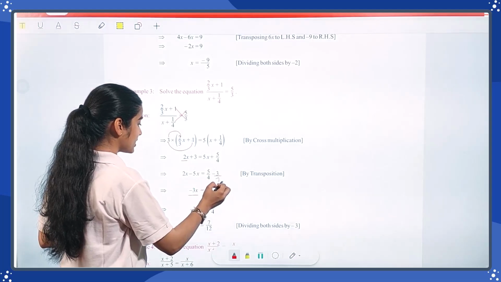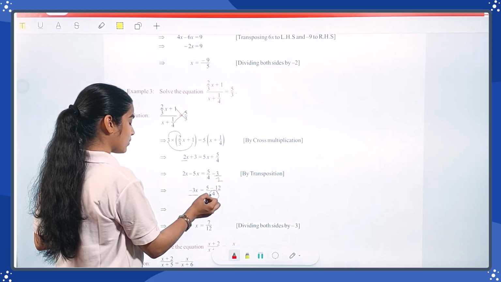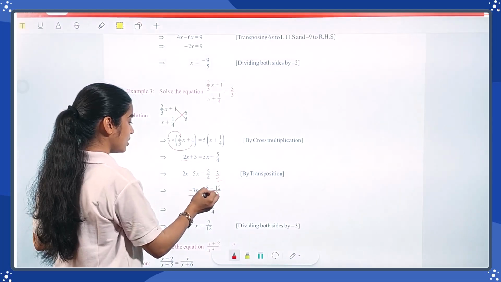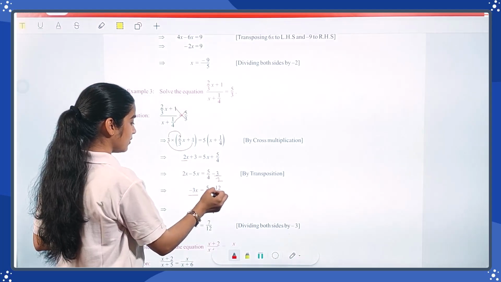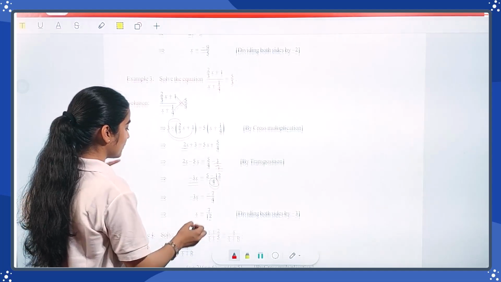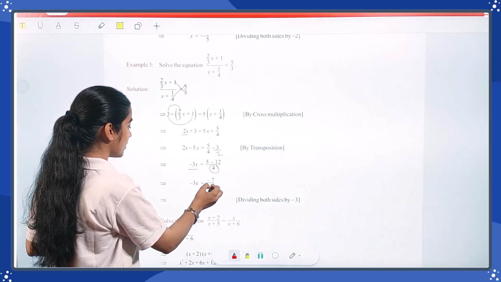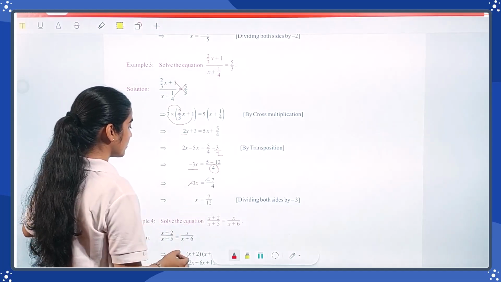So we have to take an LCM. 4 and 1's LCM is 4. In the 4's table we get 4 at one place. So 5 multiplied by 1 is 5, and in 12 so we have to multiply 3 with 4, so we get 12 here. Now minus 3x is equal to minus 7 by 4. x is equal to minus, cancel out. x is equal to 7 by 4.